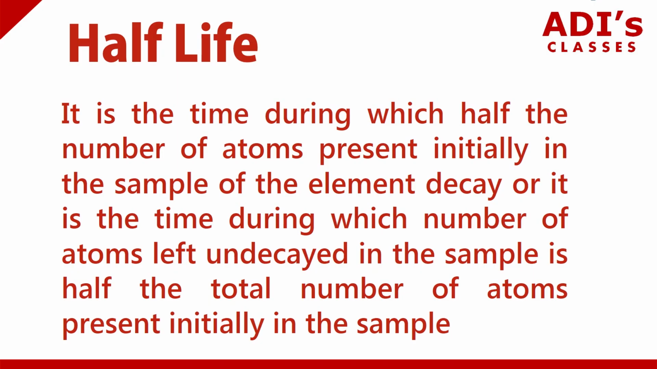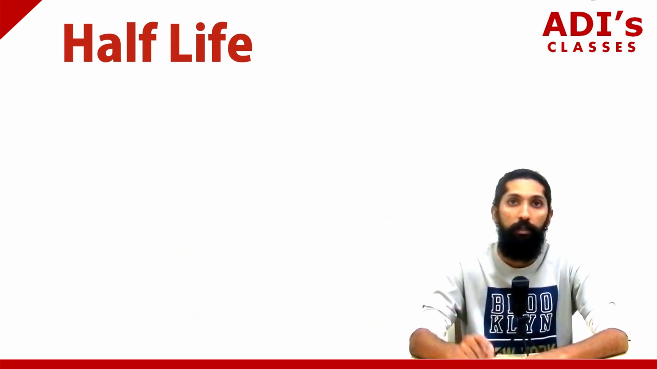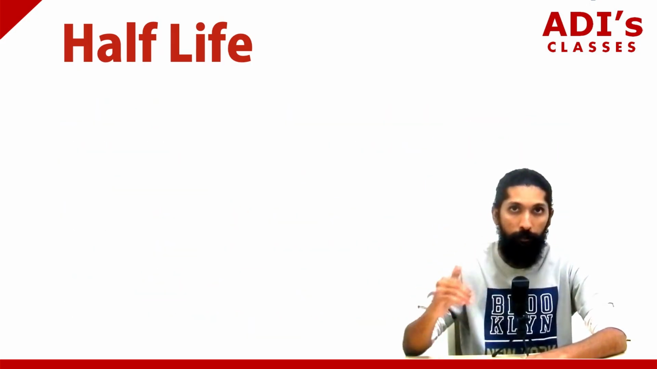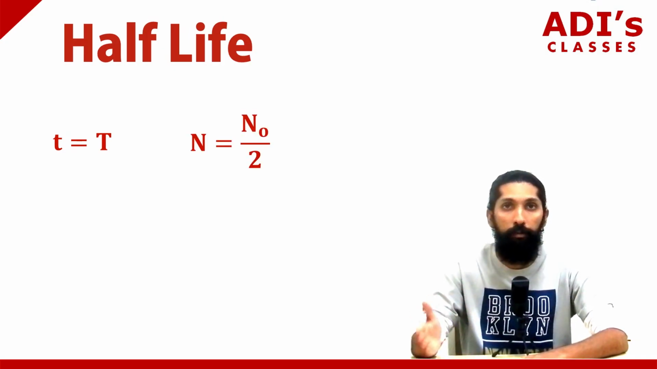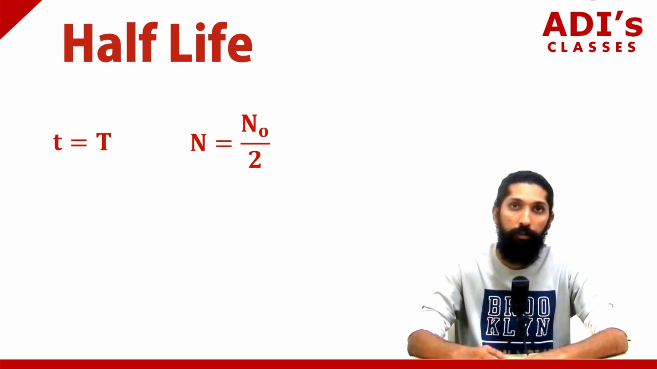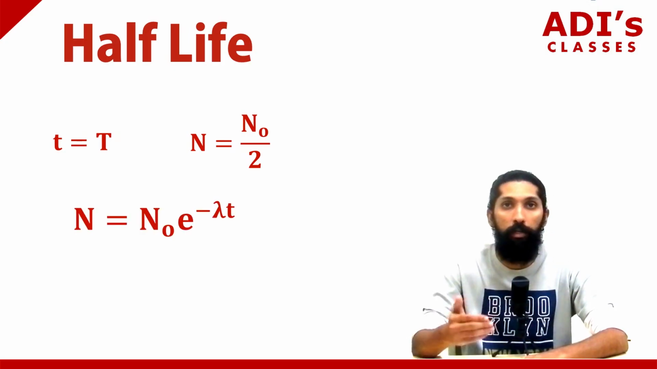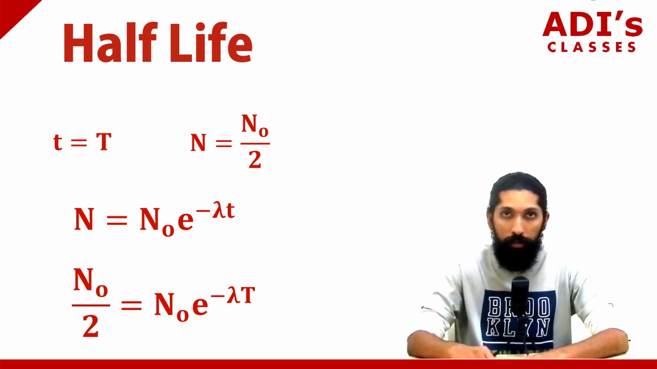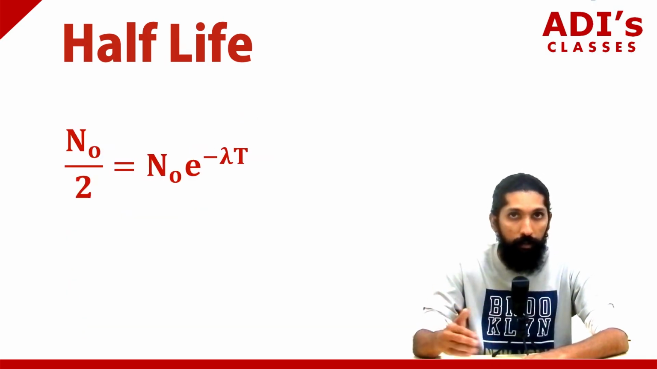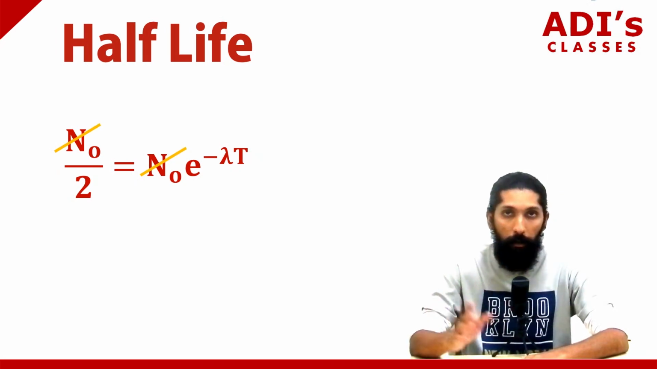Alright. Now, formally and mathematically we have to get the formula. Correct. Suppose T is equal to capital T. Now, N is equal to N naught by 2, half of it, right? Formula: N is equal to N naught e power minus lambda T. Substitute: N naught by 2 is equal to N naught e power minus lambda into capital T. Correct? N naught gets cancelled. Take log on both the sides. Log of half is equal to minus lambda T.